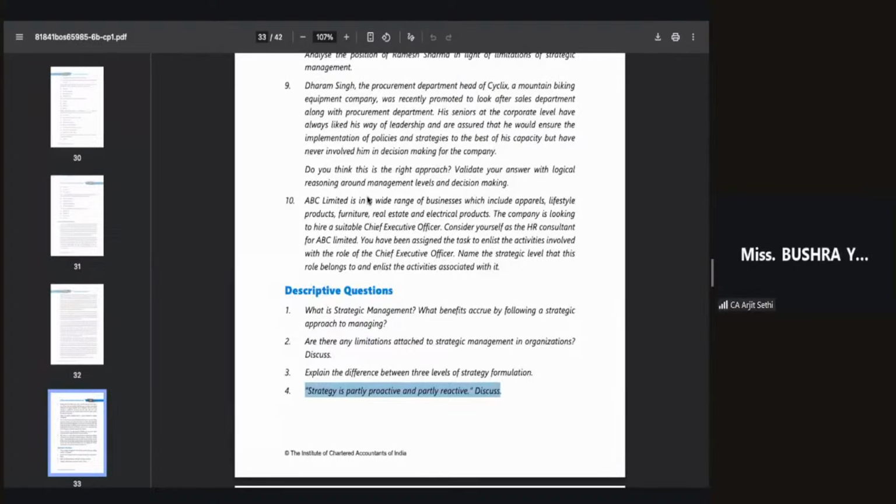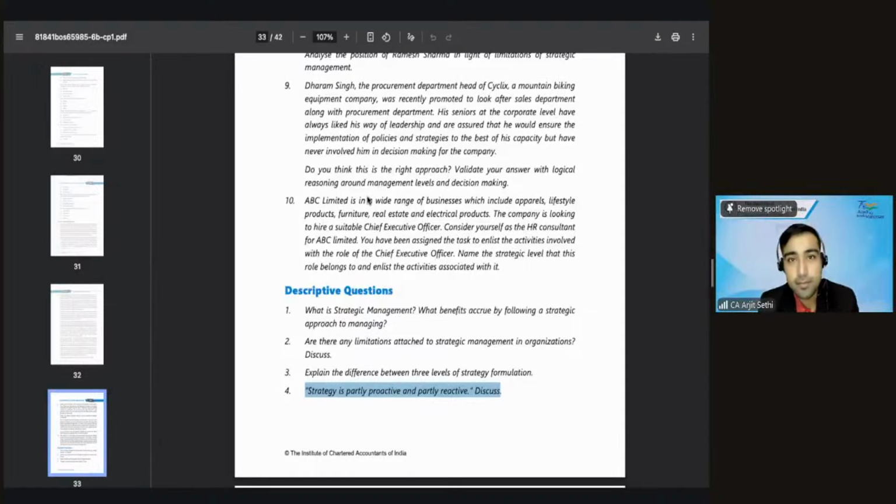Good morning, sir. First of all, I would like to start the answer with the quote, strategy is partly proactive and partly reactive. Proactive strategy is a planned strategy, whereas reactive strategy is where the organization reacts to the environment and implements changes in its strategies, adapting to changing circumstances in a dynamic environment. Not every strategic move is a result of proactive planning. Where there is a change in environment or circumstances which cannot be fully anticipated or planned for, there comes a reactive strategy.